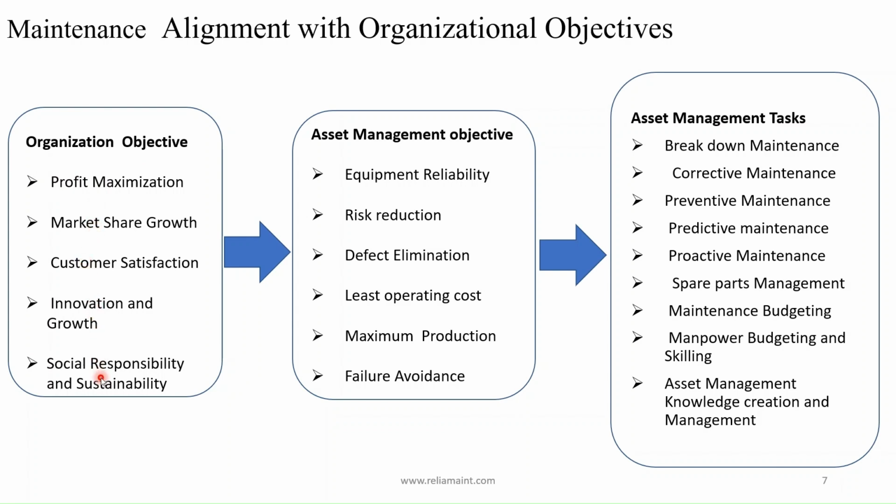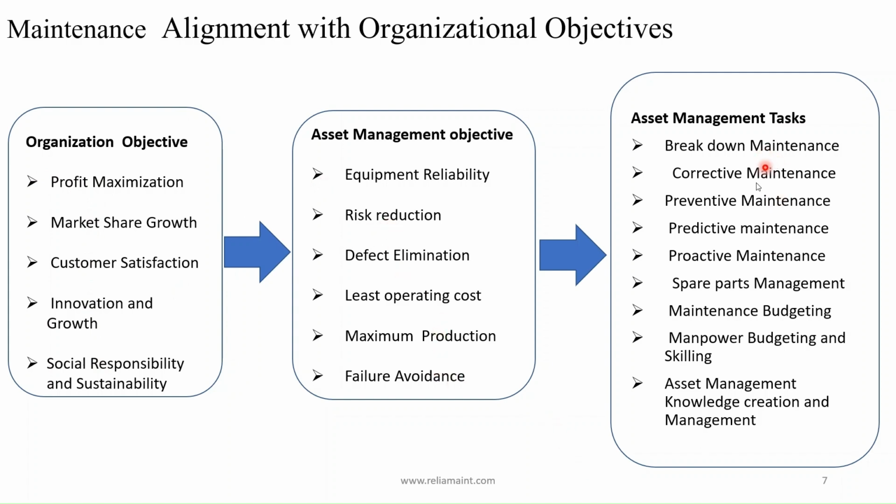Organization objective. Profit maximization. Market share growth. Customer satisfaction. Innovation and growth. Social responsibility. Asset management objective. Equipment reliability. Risk reduction. Defect elimination. Least operating cost. Maximum production.